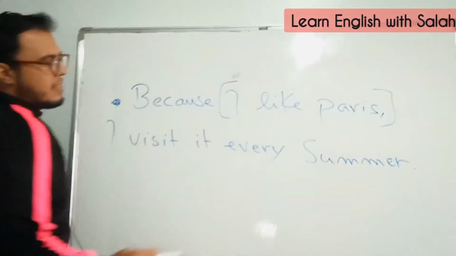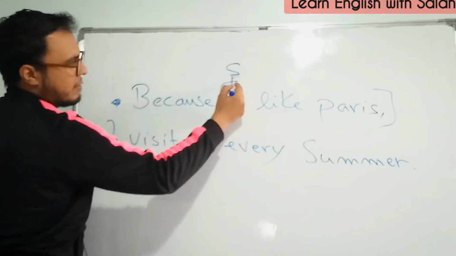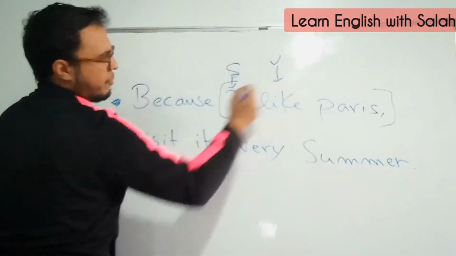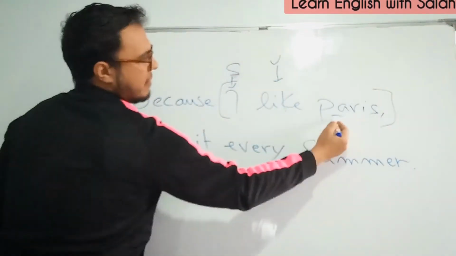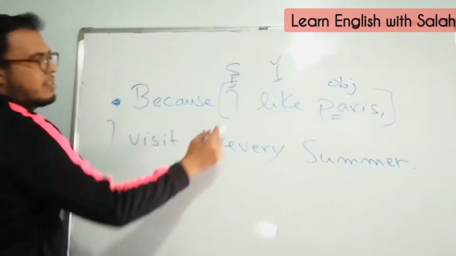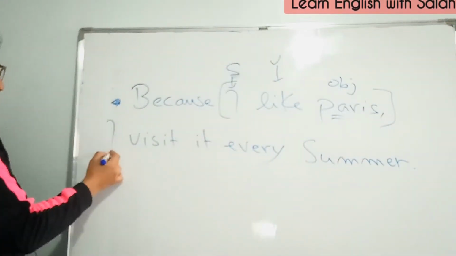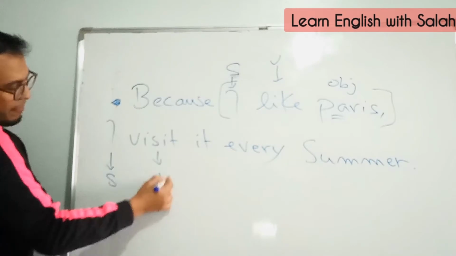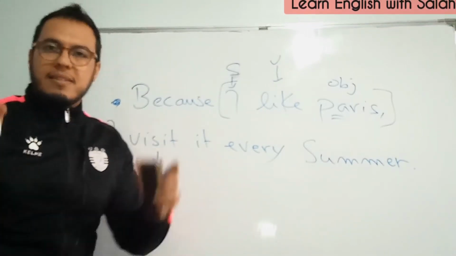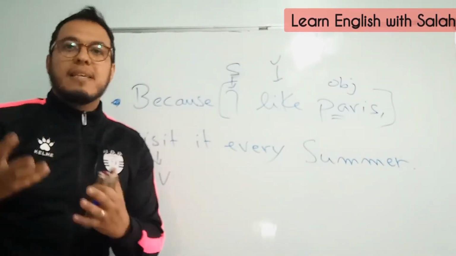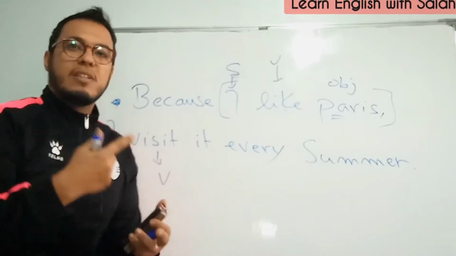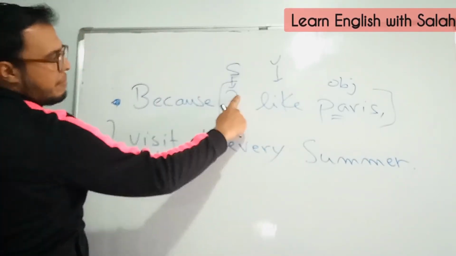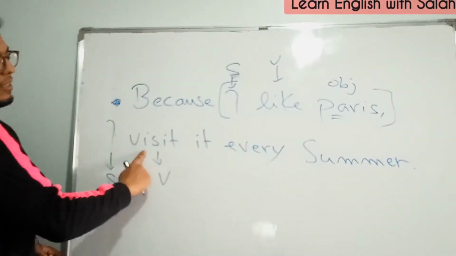I like Paris. So we have a subject and we have a verb. Okay? And this is the object. This is the first clause. And this is the second clause. Subject and verb. As we said before, a clause is a combination of a subject and a verb. So this is the first one, subject, verb. And we have subject and verb.